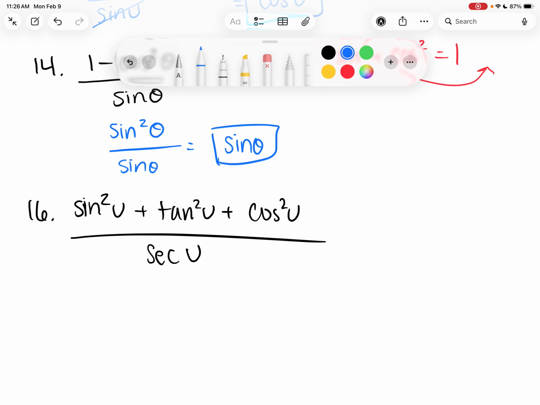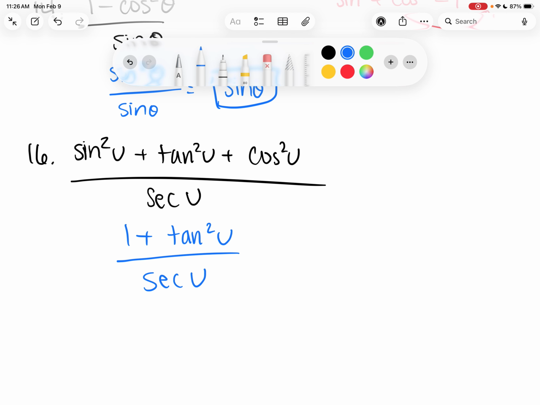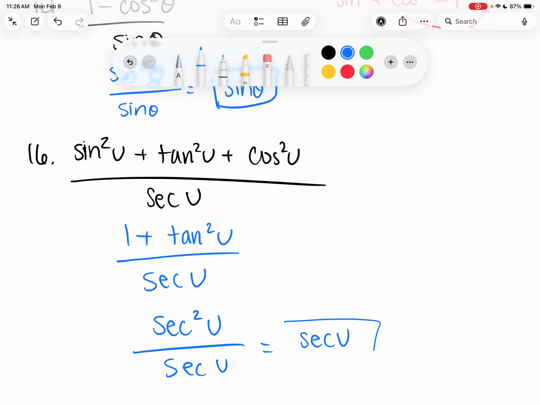1 plus tangent squared. So 1 plus tangent squared of u over the secant of u. Is 1 plus tangent squared one of my identities? Yes, it is secant squared. So 1 plus tangent squared is secant squared of u over secant of u. And then that reduces to secant of u. And it's fine to leave this here.